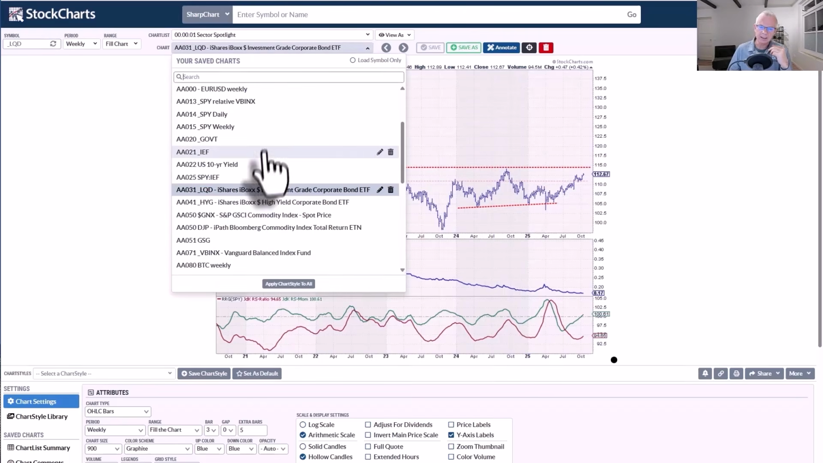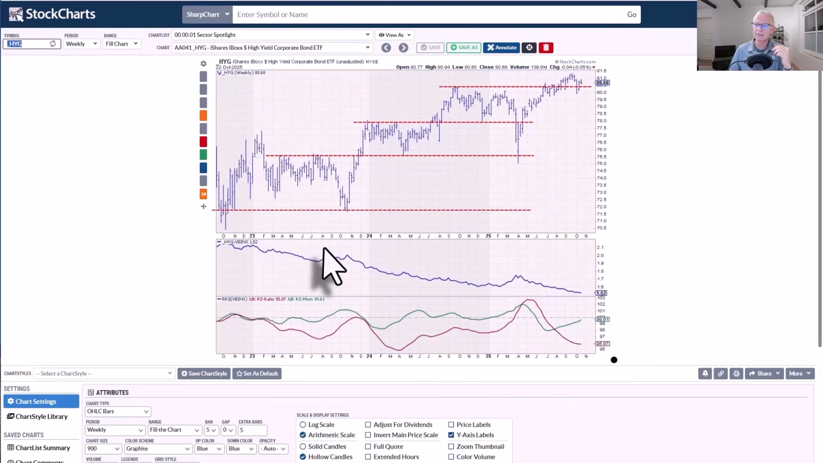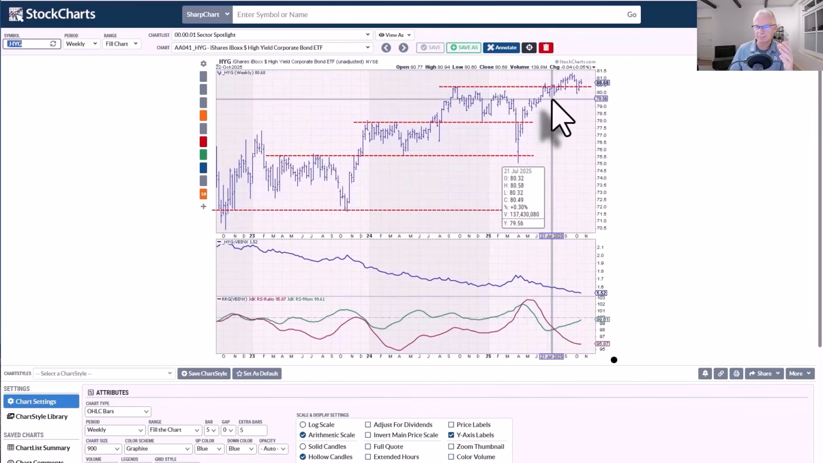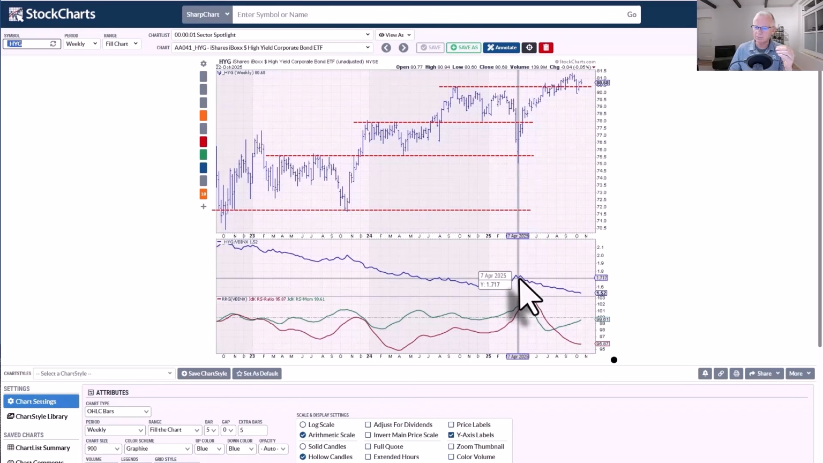If we look at high yield, then we see a chart that looks slightly better, but look at the raw RS line here.